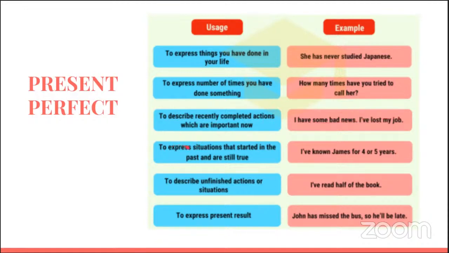And to express situations that started in the past and are still true, like I've known James for 4 to 5 years. And to describe unfinished actions or situations, like I've read half of the book. And last but not least, to express present result. And here we have, John has missed the bus, so he will be late.